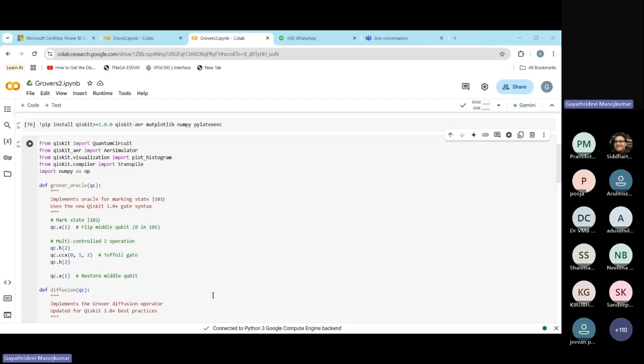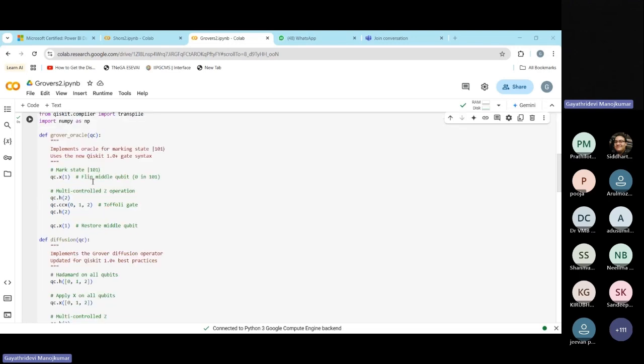And plot_histogram, you always know, is to visualize the measurement result. I have also used the transpile, which is going to optimize the circuit for execution on simulators or on quantum hardware. And as usual, we have used NumPy.